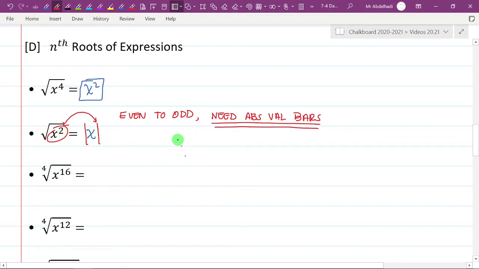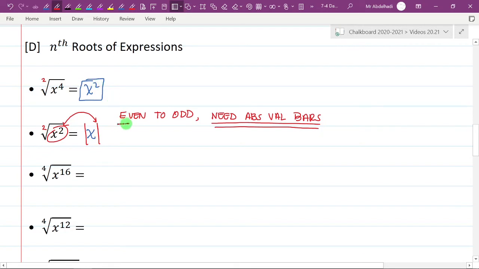So let's keep going. You probably are figuring out that all you're really doing here is dividing the power by the root. So 16 divided by 4. 2 divided by 2 gives you 1. 4 divided by 2 gives you 2. So really, you're just dividing the power by the root. Power by root, 4 divided by 2, you get 2. Now, why are there no absolute value bars here? Because you went from even to even.